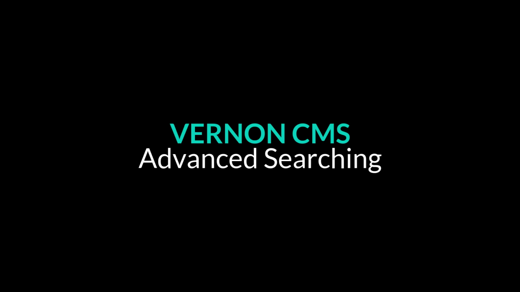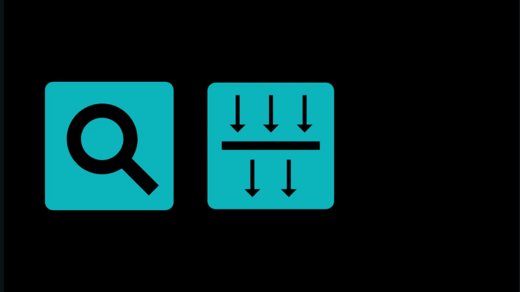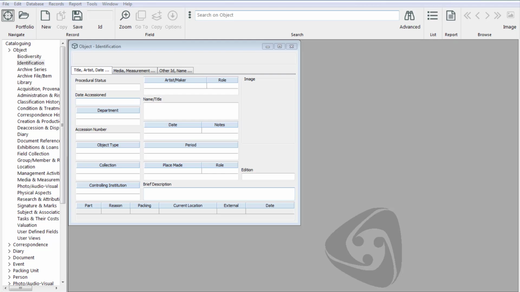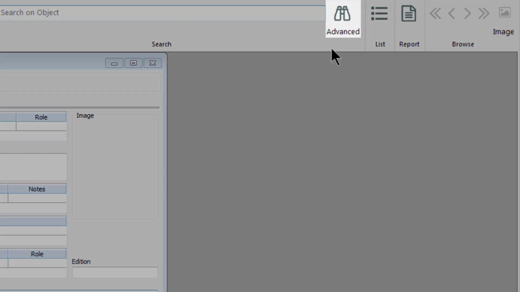In this video, we will show you how to use advanced search in Vernon CMS. We will cover three things: how to find records, how to refine your search, and the different types of searches you can do. To open advanced search, go to the toolbar and click the binoculars button.